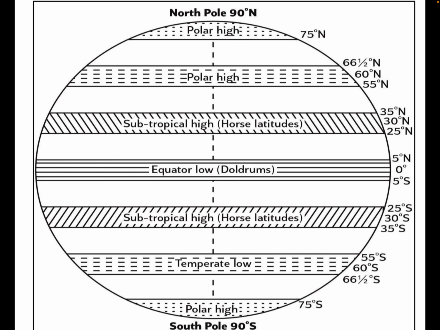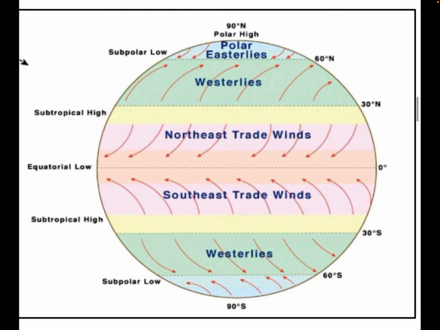The first is primary circulation. The primary circulation is also called permanent circulation or global circulation or prevailing winds or planetary winds. There are three types of primary winds which we can see in this image also. The three types of primary winds are: the first one is trade wind, second is westerlies, and third is easterlies. The trade winds are also called easterlies at tropical level and equatorial level.